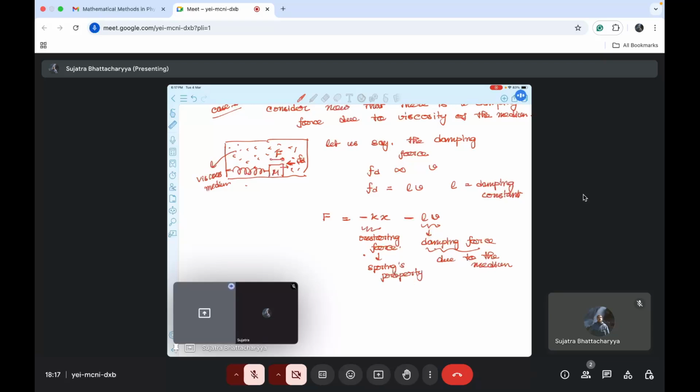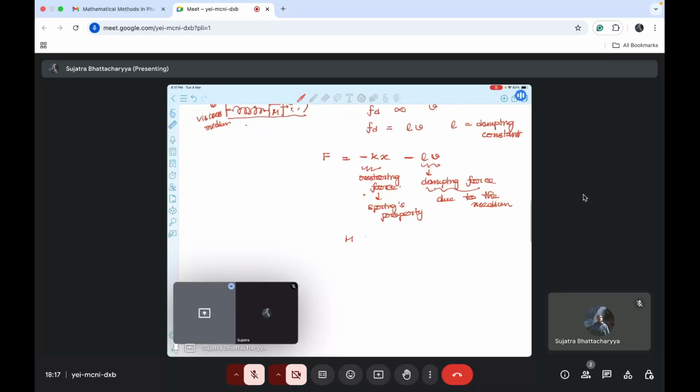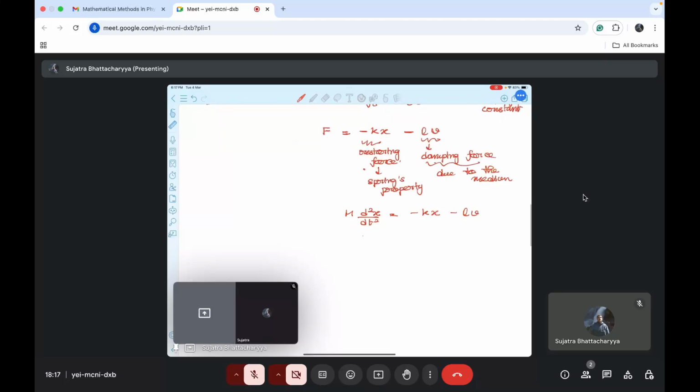All right. So this is the net force. Now force can be written again as what? Mass into acceleration. You can just write it like this. That will be equal to minus kx minus L times v. Correct? So d2x/dt2, we can further write this as minus k by m x minus L by m v.